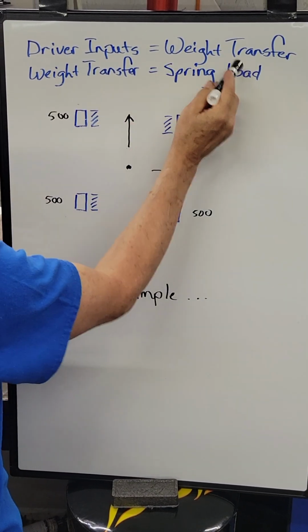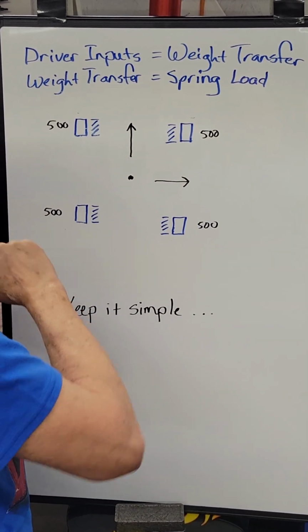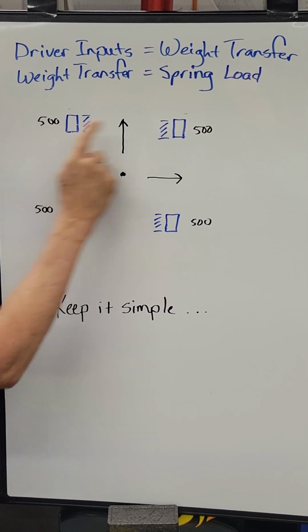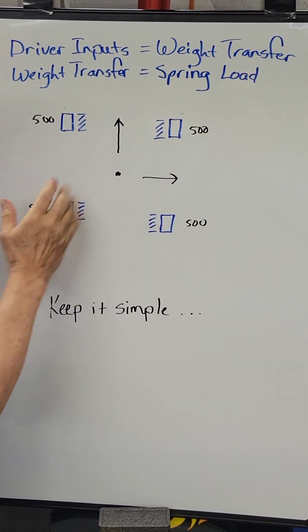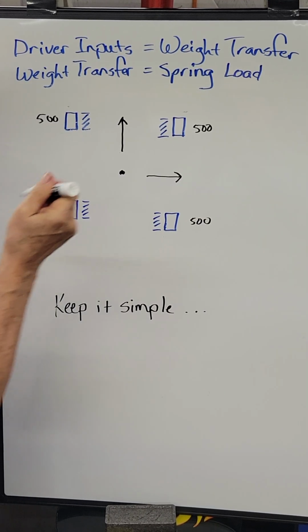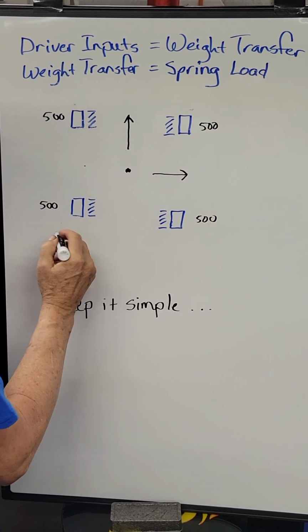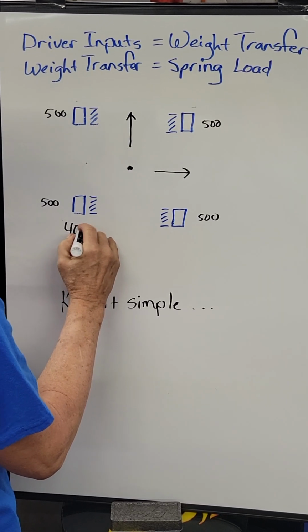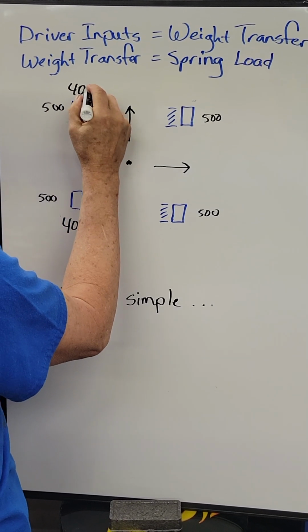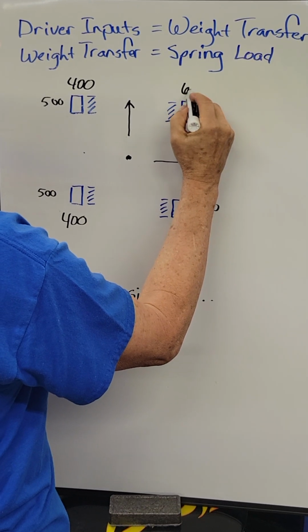Now, if we took this same scenario and the driver input was to turn the steering wheel, the load would start out the same. That's the static numbers, but then you would turn and the weight would come from the left side and move to the right. Now this would decrease this side of the car and increase this side of the car.